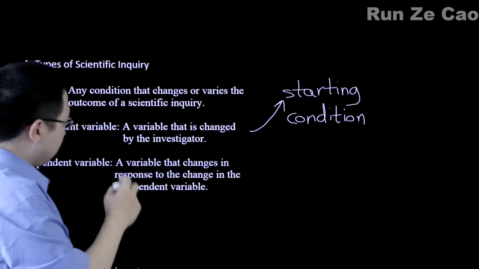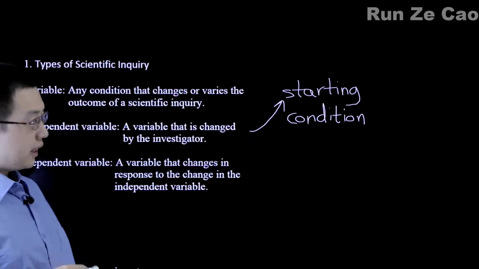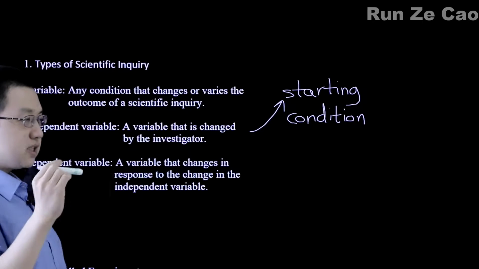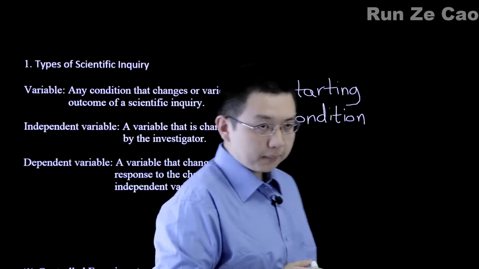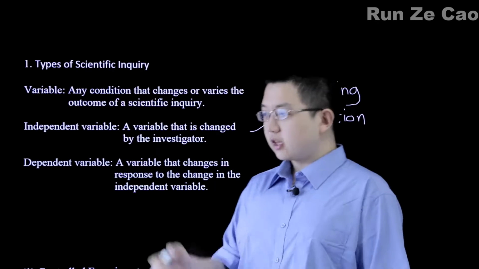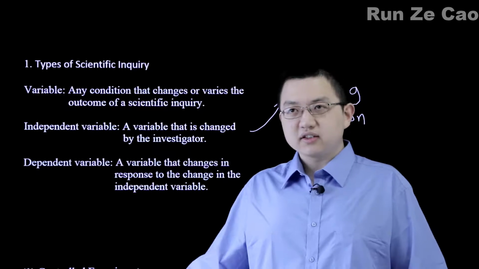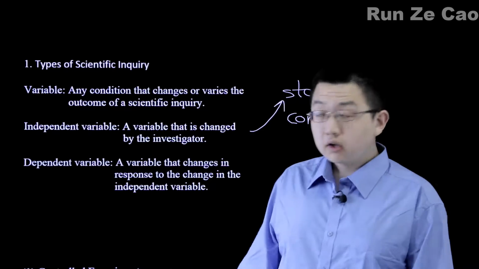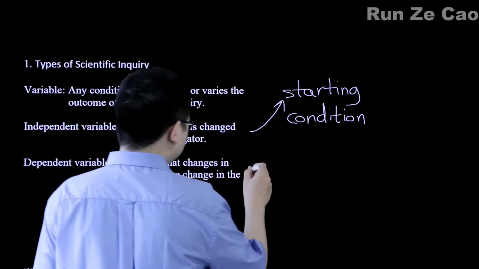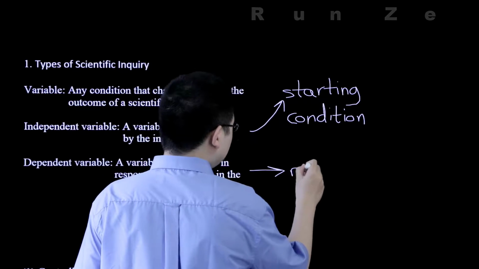And the dependent variable is the variable that changes in response to the independent variable. So it depends on the independent variable. Well, isn't that just result? Well, yes it is. So most of the time when we say dependent variable, we basically just mean result.